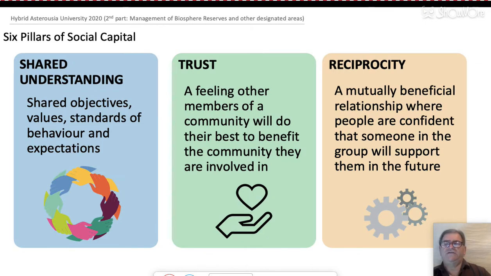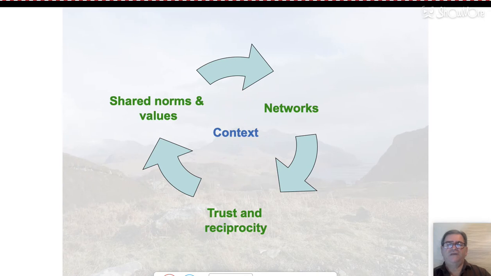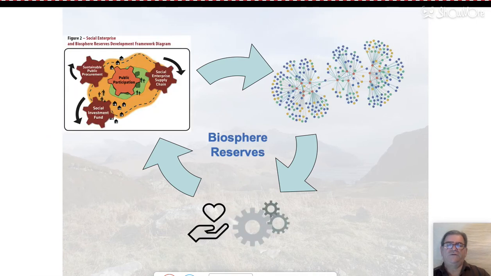Additionally, we need to have shared understanding. This is critical to lead to trust and mutually beneficial relationships. All of these 6 pillars make up social capital, and they all influence each other. You can begin at any point on this circle and you can achieve a positive outcome.